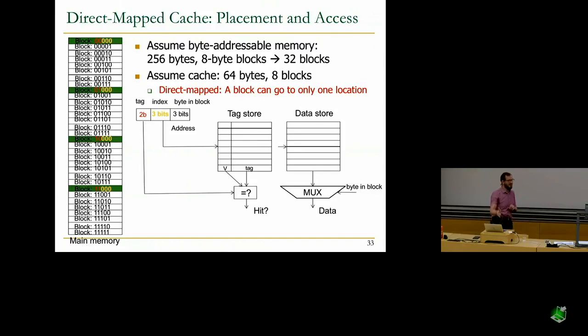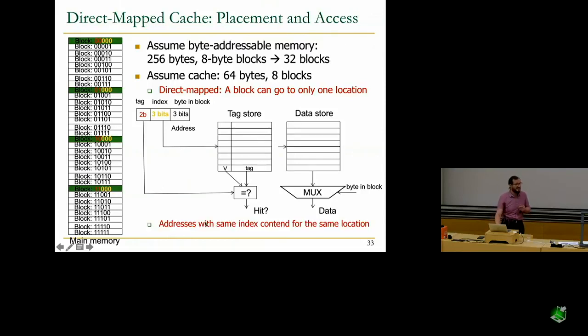This is perhaps one of the simplest caches you can get because it's direct mapped. A block can go to only one location. All of the blocks that have index bits that are all zeros can go to only this tag store location and only this data store location. All of the blocks that have index bits 001 can go to only the location with index 001 in the tag store and data store. So it's basically a 4-to-1 mapping in this case. 4 blocks over here map to the same location. The next 4 blocks map to the next location, and the next 4 blocks map to the next location, as you can see.